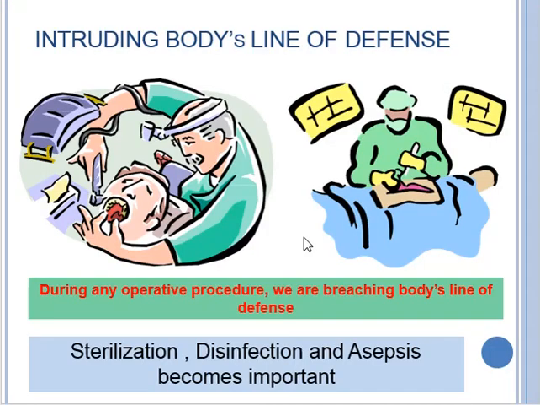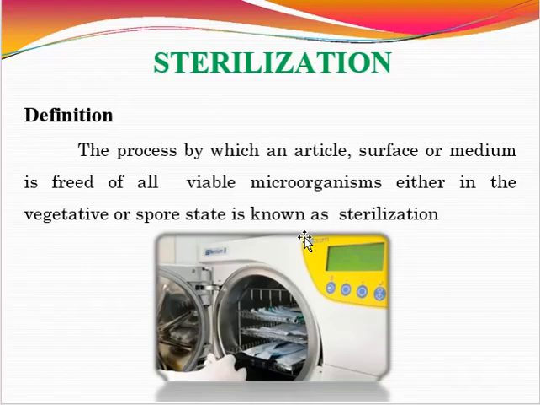Whenever the body's line of defense, in terms of mucous membrane, mucosa, or skin, is breached for any reason, any etiology, or during any operation, then infection and further damaging effects happen. So sterilization, disinfection, and asepsis become important.